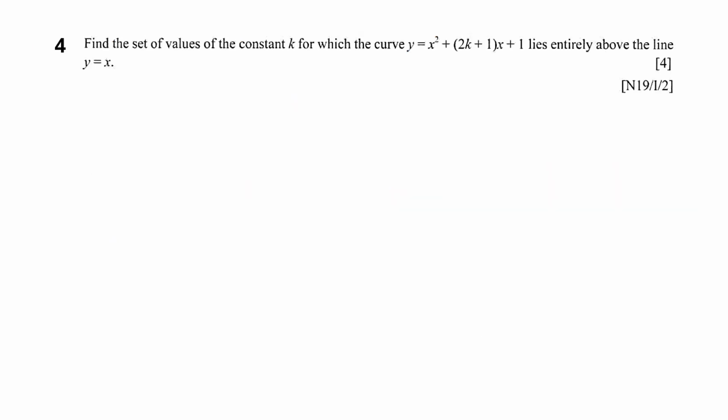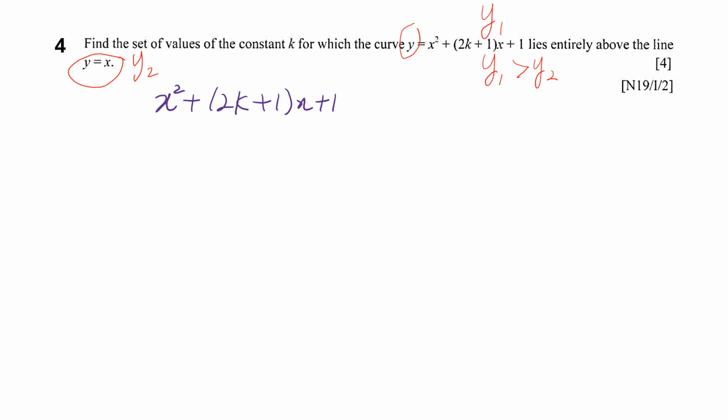Right, so this question is similar to what we've done earlier. This is an O-level question from the year 2019. All right, find the set of values of constant k such that the curve lies entirely above the line y equals to x. So what we are saying is that if I let this guy be y1 and this guy be y2, we want y1 to be above y2. All right, so we need to form a quadratic inequality, greater than x.